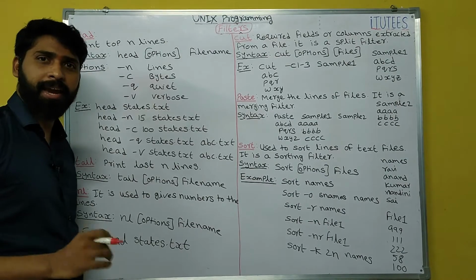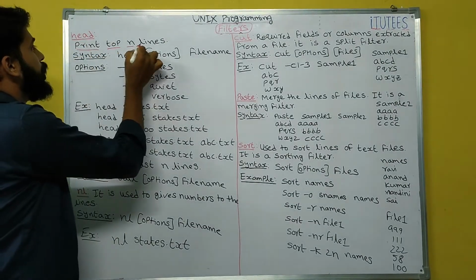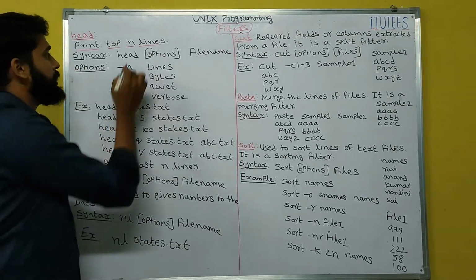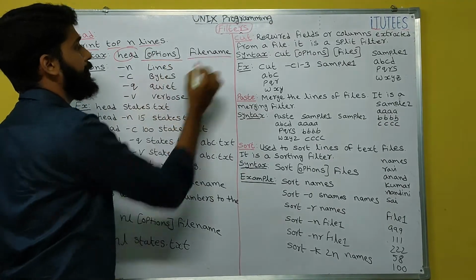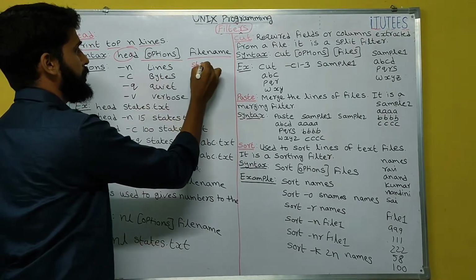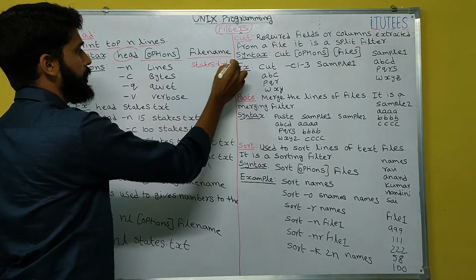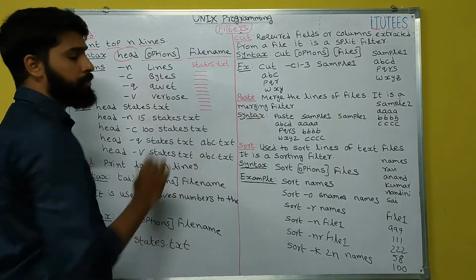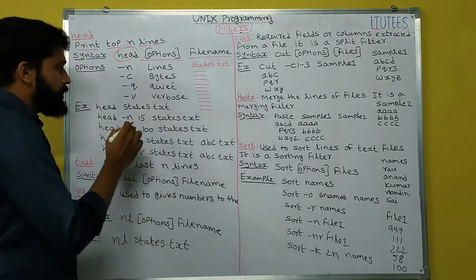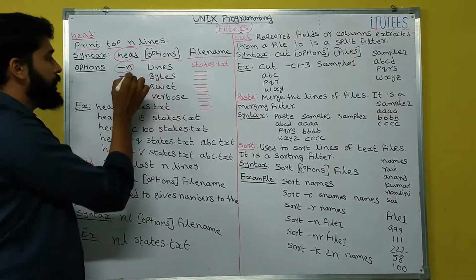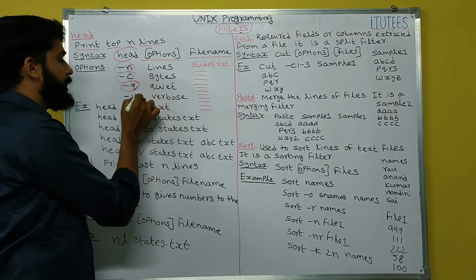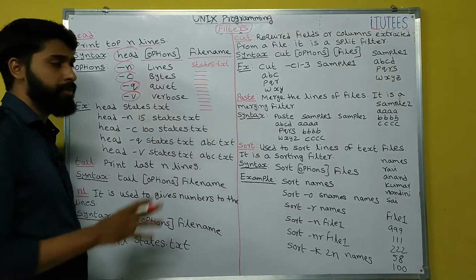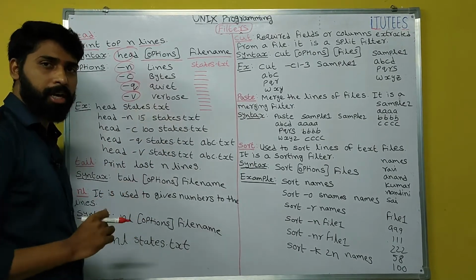So the next command is the head command. It prints the top n lines, as the name implies. The syntax is head, options, file name. Let us assume there is a file states.txt. In this file there are 29 lines, all state names. These are the different options: -n means lines, -c means bytes, -q means quiet, -v means verbose. This is the example states.txt. We can see the exact output when we execute these commands.